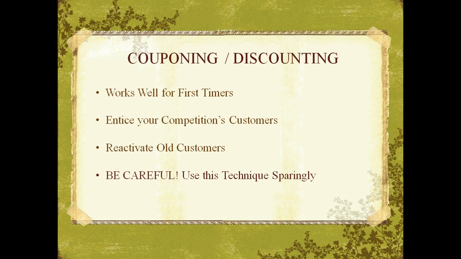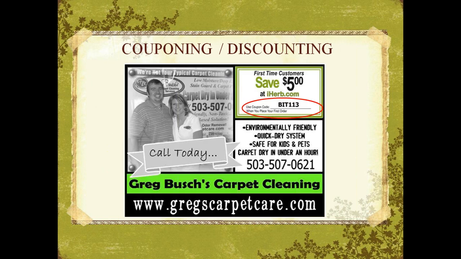So let's walk through how a coupon actually tracks a marketing program for you. Now what you're seeing now is an example of a local carpet cleaning company. And this ad could have been placed in a church bulletin. This ad could have been placed in the newspaper. It could be in a magazine. It could be in a local shopper magazine. But I want you to take a look at the information that's circled in red. And that's their coupon code.